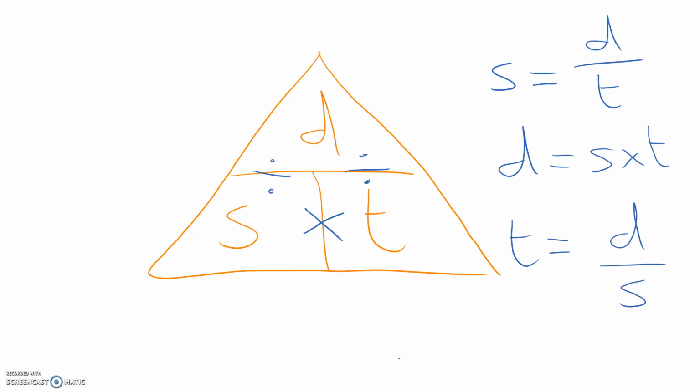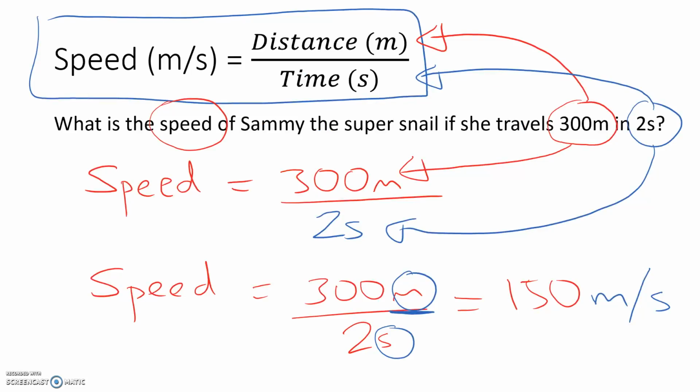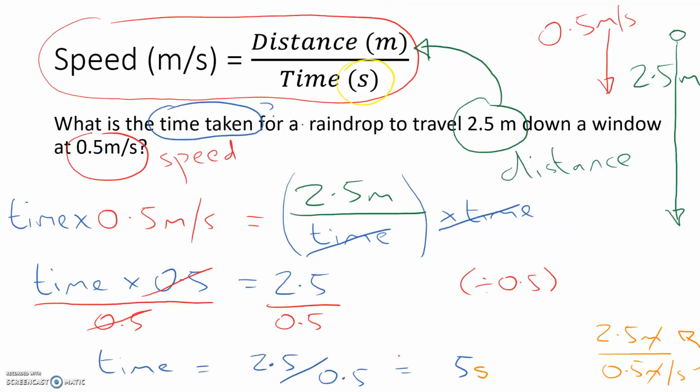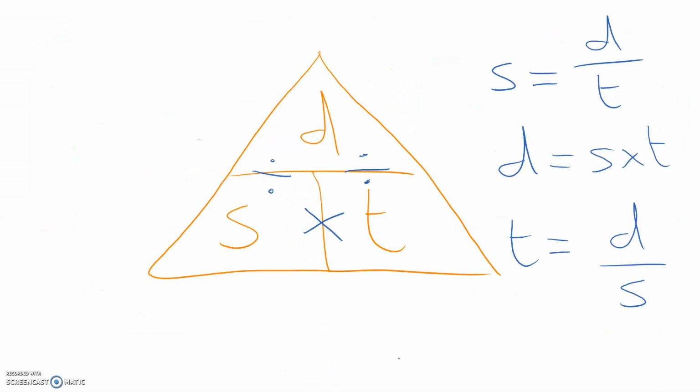What I'd like you to do, just to finish off these 2 lessons, is to check back using the triangle that the answer to question 1, if you use the triangle method, still gives you a speed of 150 meters per second. And for question 2, that the distance still comes out to 24 meters. And for question 3, that the time still comes out to 5 seconds. Okay, so I'll let you check back, use the triangle method.